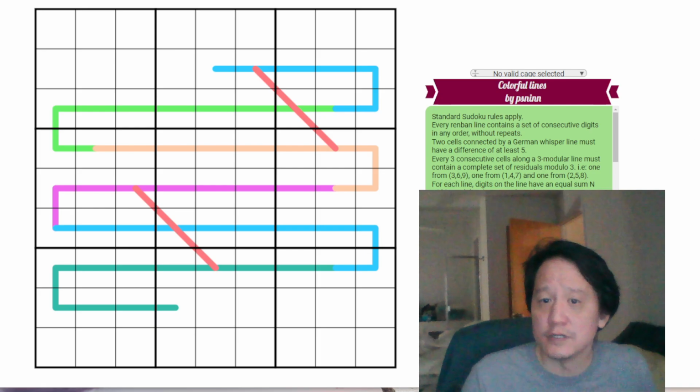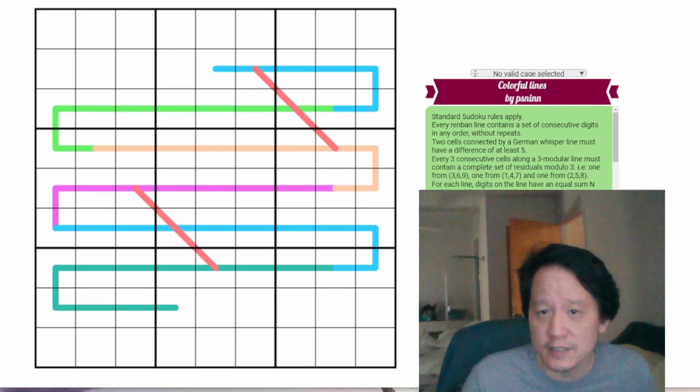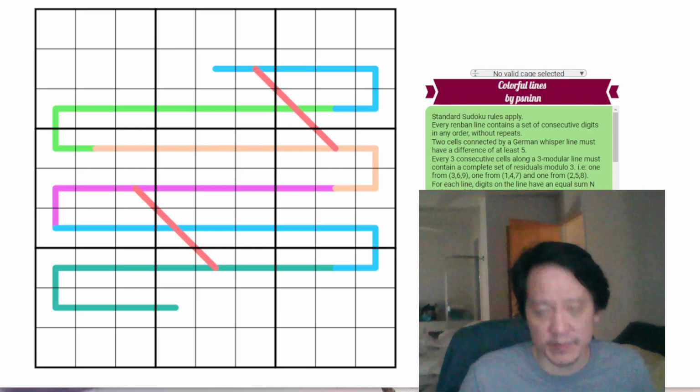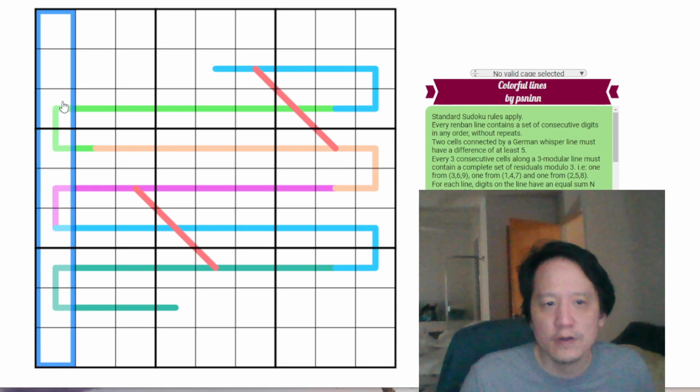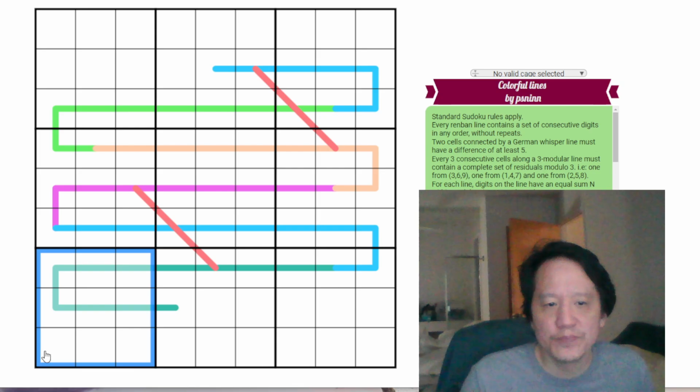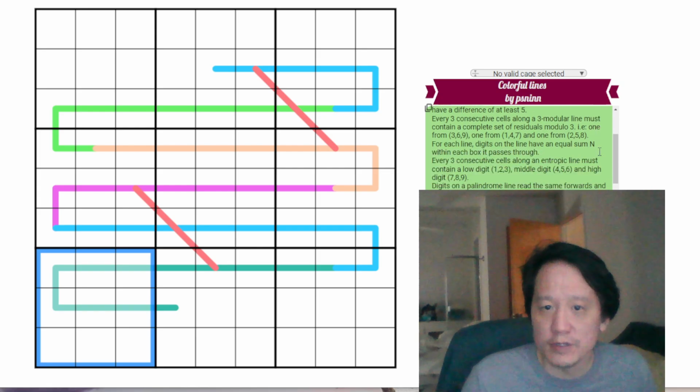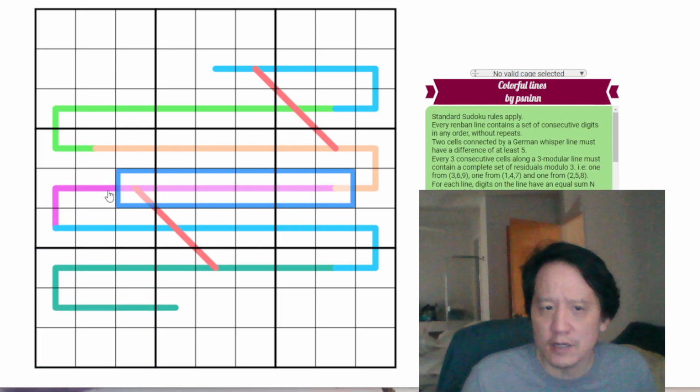Today's puzzle is Colorful Lines by P.S. Nin, I think. And here are the rules. Standard Sudoku rules apply, which means put the digits 1 through 9 in every row, every column, and every 3x3 box. Every Renban line contains a set of consecutive digits in any order without repeats. And the Renban lines, I believe, are the purple ones, which is this one.